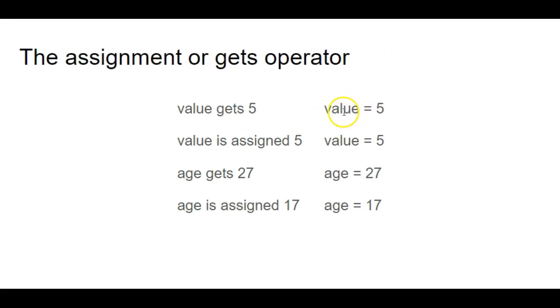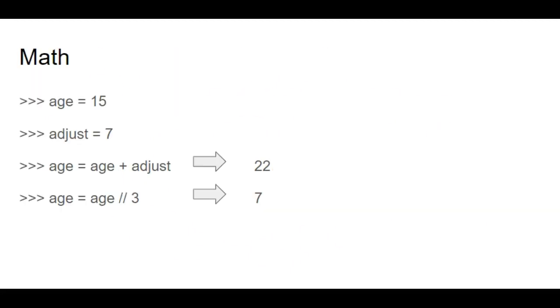So if I have a variable named value and I set it to 5, I would say value gets 5, or I would say value is assigned 5. Let's say I have a variable called age. I could say age gets 27, or I could say age is assigned 27. So we don't want to say age equals 27. We want to say age gets 27 or age is assigned.